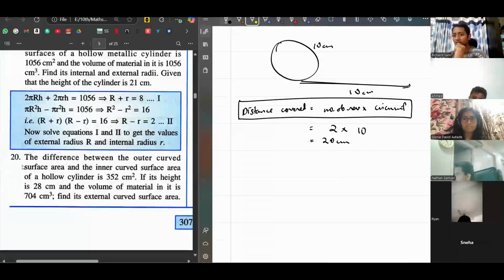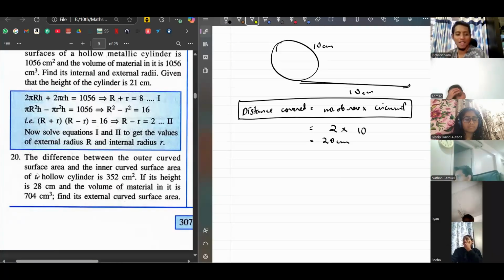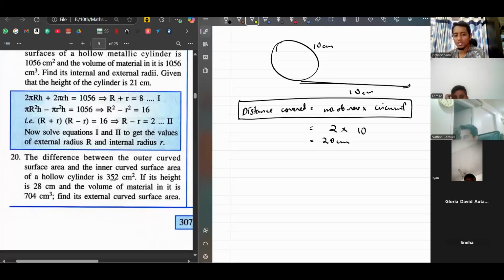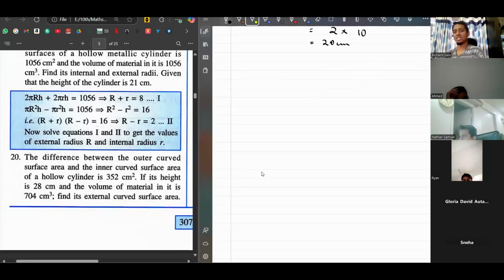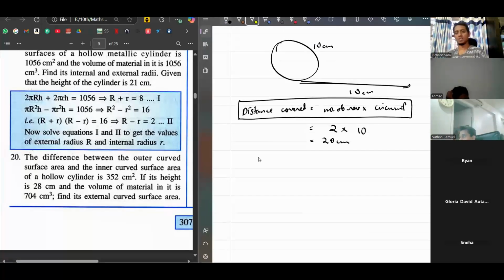Okay, look at this question number 20. It's a little difficult question, little different. Let's not say difficult. Okay, let's see the question. The difference between the outer curved surface area and the inner curved surface area of a hollow cylinder is 352 centimeters square. If its height is 28 centimeter and the volume of its material is 704 centimeter cube, find its external curved surface area. Okay, so little different. What all is given? Tell me what all is given.